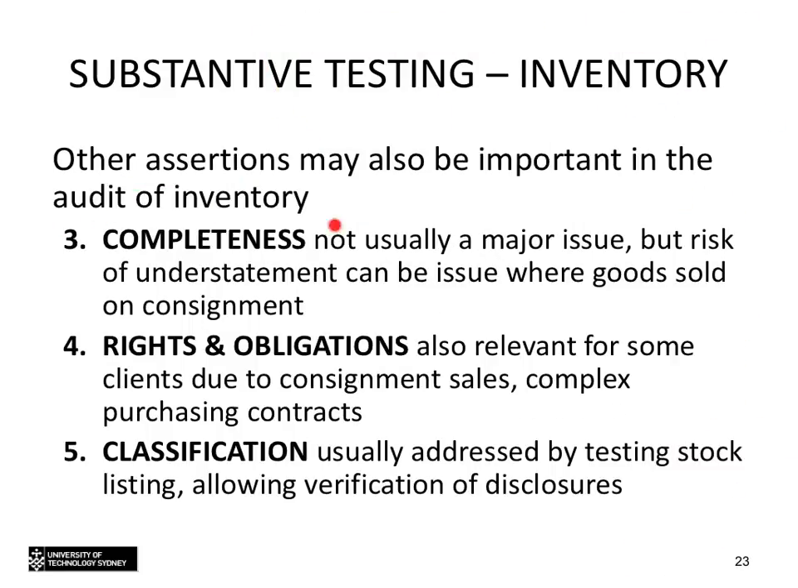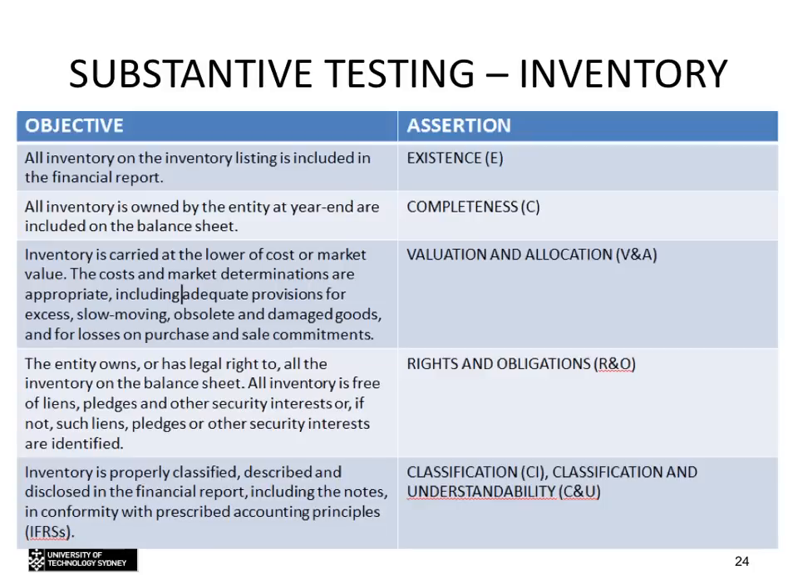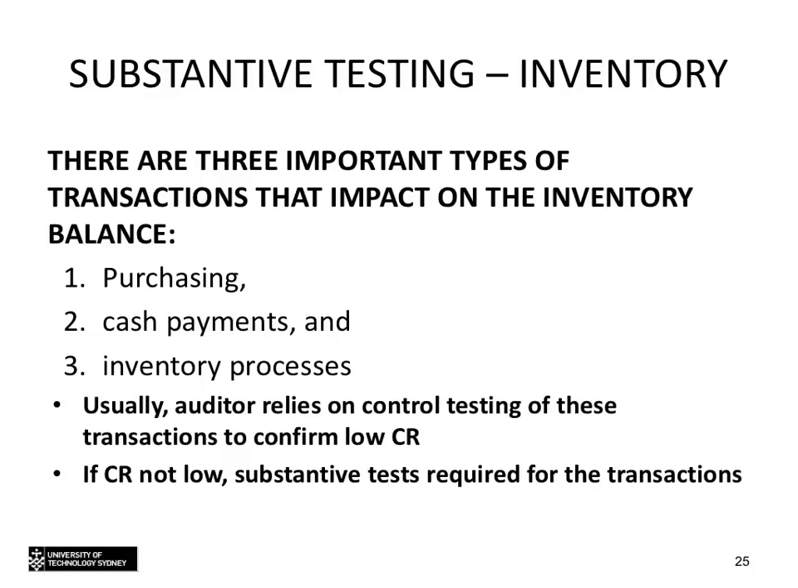We've also got to worry about completeness. Are we missing any inventory? Do we actually own the inventory under rights? And classification is not usually a big issue there. So again, here are our assertions relating to inventory. That's pretty easy. You guys can read those.